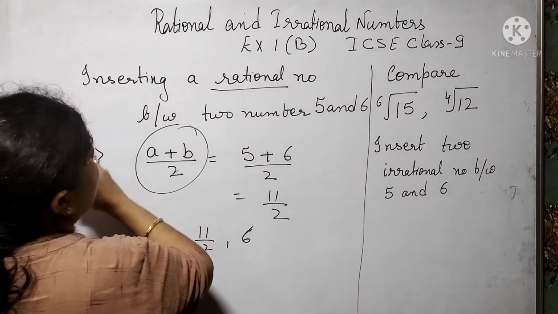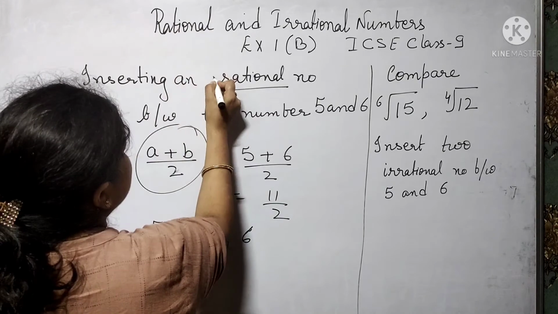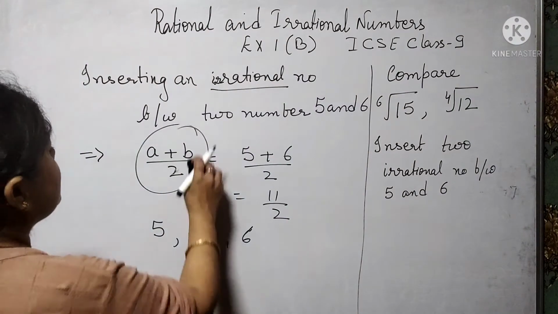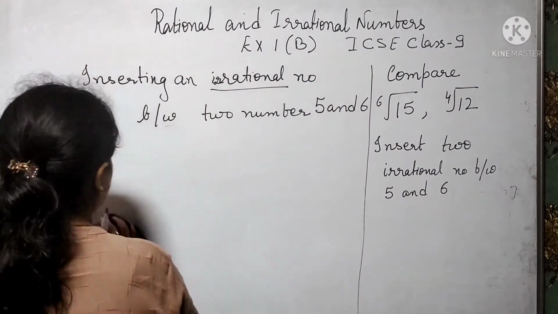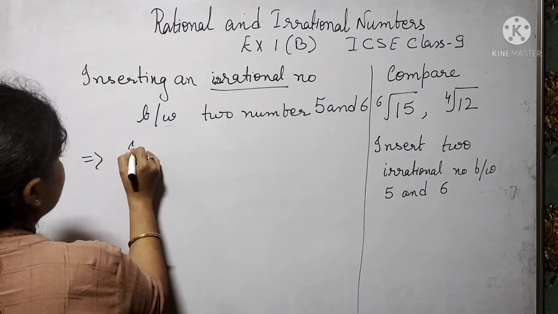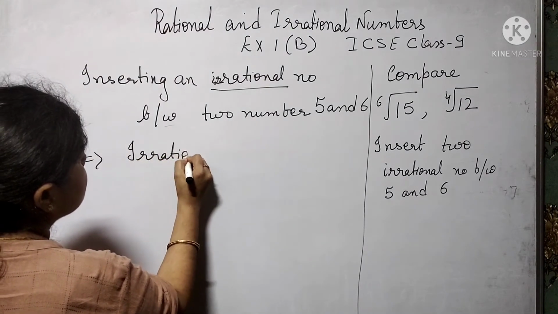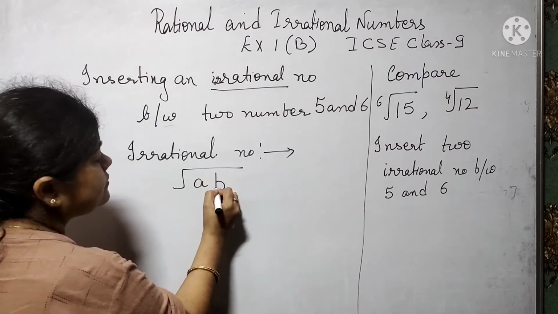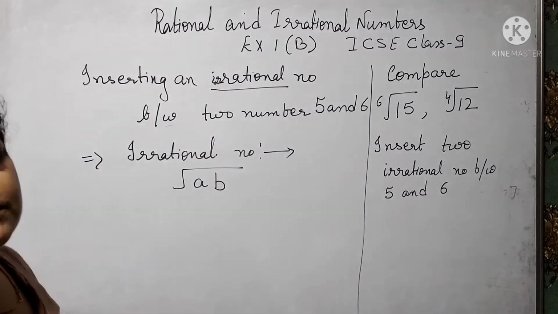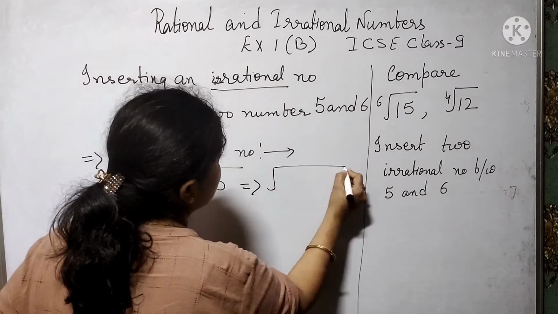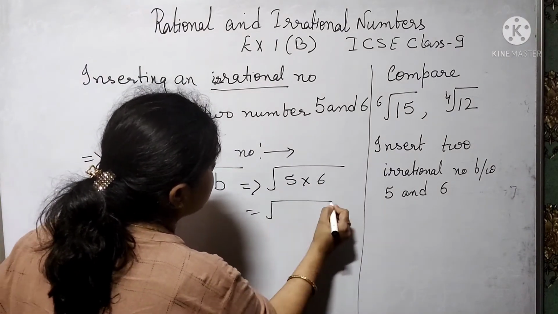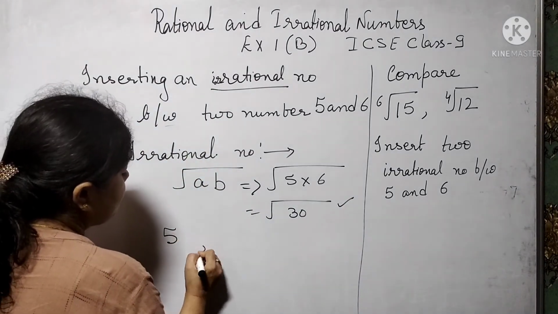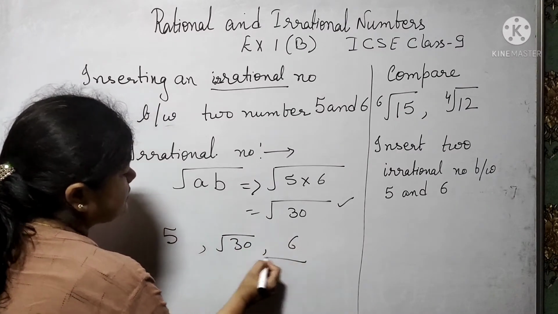Now next question, we have to insert an irrational number between 2 numbers and I am going to take the same numbers 5 and 6. Then what is the format? In that format, the formula for an irrational number is under root ab. That means we have to multiply the 2 numbers and take the square root, that is under root 5 into 6, that is under root 30. So this is an irrational number which is found between 5, under root 30 and 6.